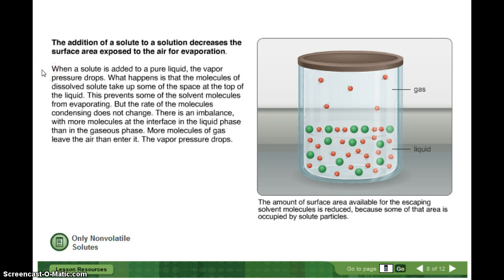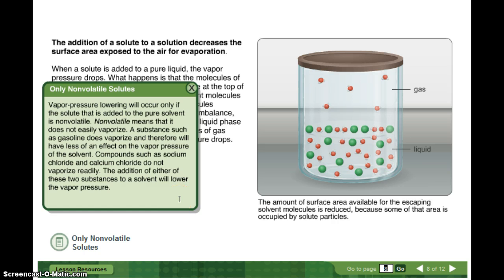What happens is that the molecules of dissolved solute take up some of the space at the top of the liquid. This prevents some of the solvent molecules from evaporating, but the rate of the molecules condensing does not change. Because see, there's just the gas up here, so they can still hit the top, condense, and roll back down the side. There is an imbalance, with more molecules leaving the liquid phase than entering it. More molecules of gas leave the air than enter it, so the vapor pressure drops. The amount of surface area available for the escaping solvent molecules is reduced because some of that area is occupied by the solute particles.